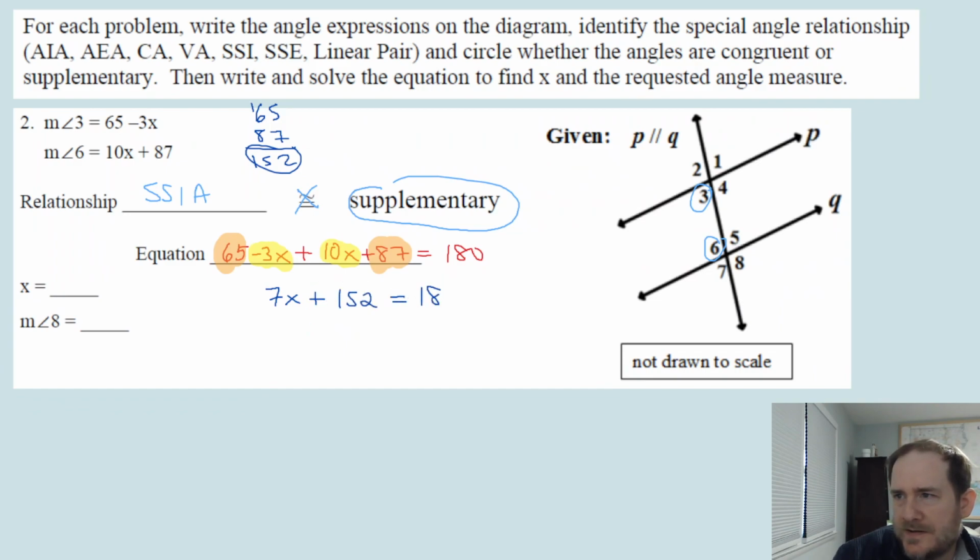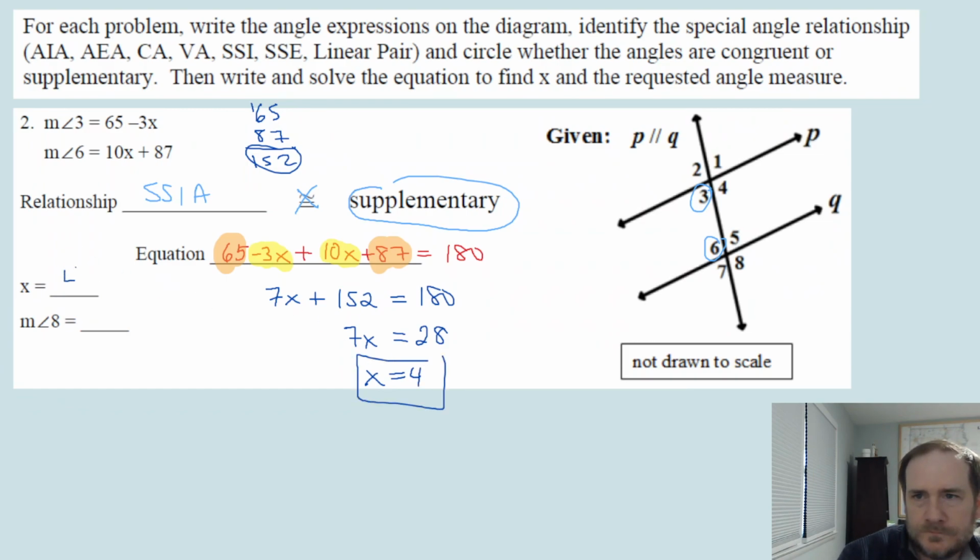And that equals 180. So now from here, you'll subtract 152 to be left with 28. And then you'll bring down the 7x. Now just divide by 7, and we'll see that x is 4. Now we got to find angle 8. And 8 right there is vertical angles with 6. So we know that the measure of angle 8 is equal to the measure of angle 6. And the measure of angle 6 they gave us up here is the 10x plus 87.